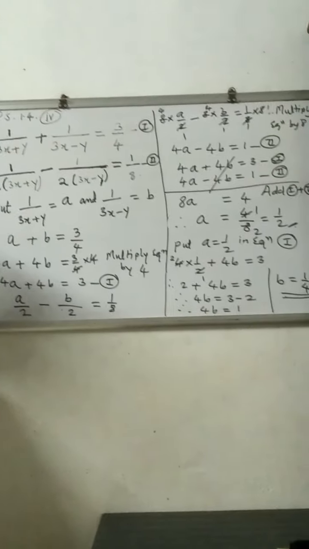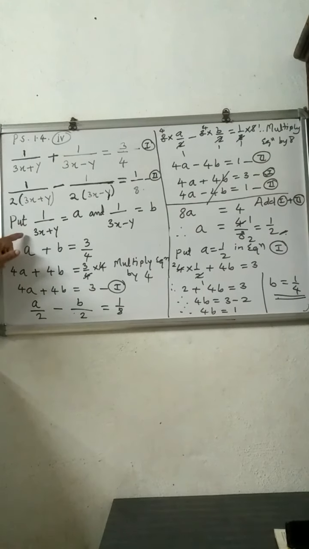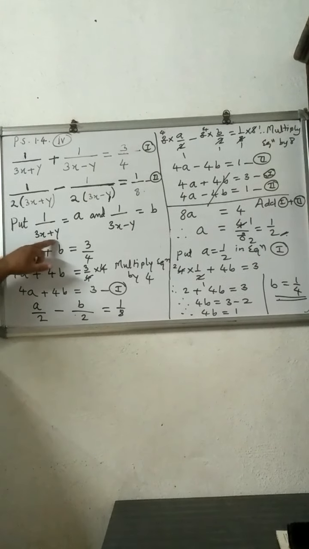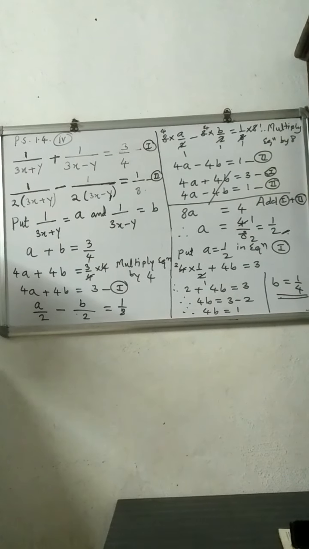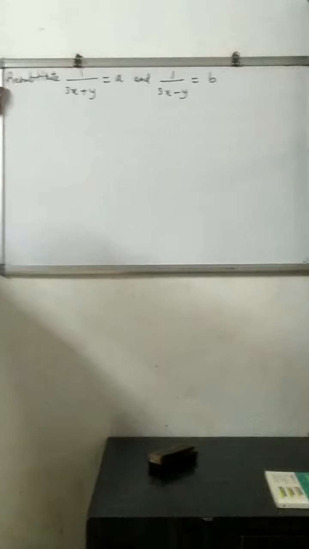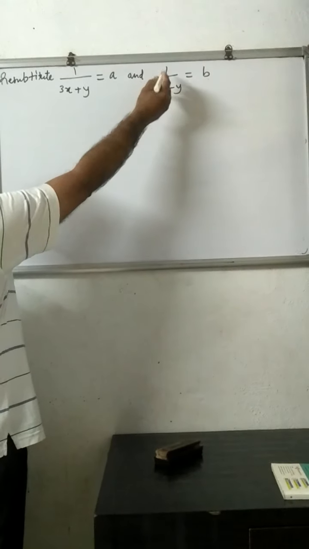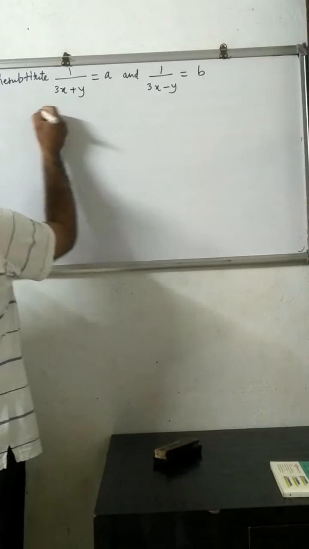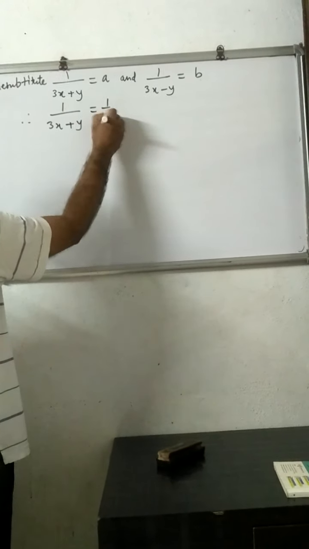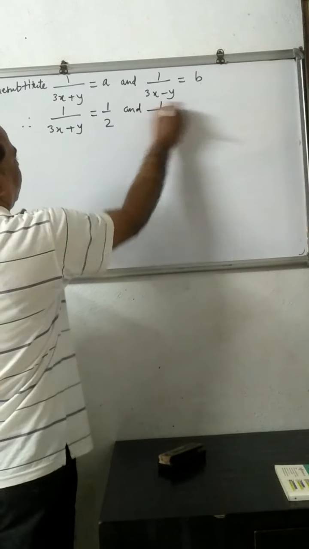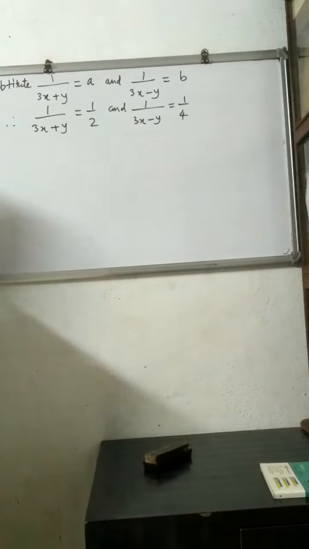These two values we will resubstitute in the substitution we have taken: 1 upon 3x plus y is equal to a, and 1 upon 3x minus y is equal to b. Now resubstitute. Therefore, 1 upon 3x plus y, a, is equal to 1 upon 2, and 1 upon 3x minus y, b, is equal to 1 upon 4.